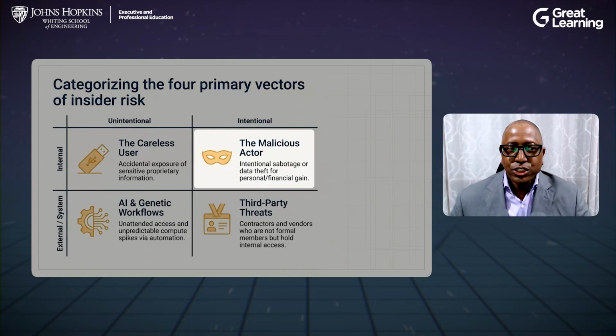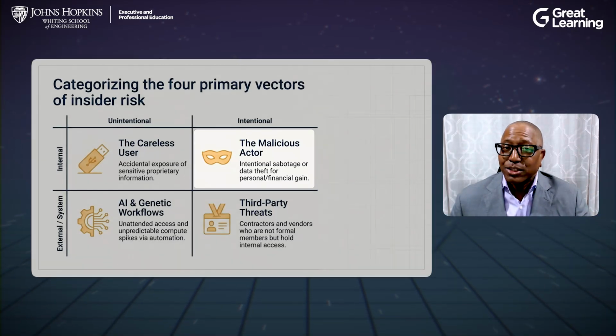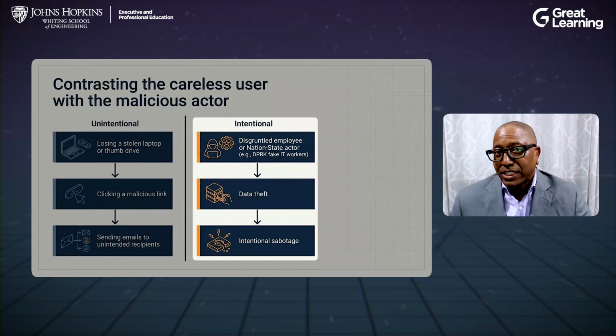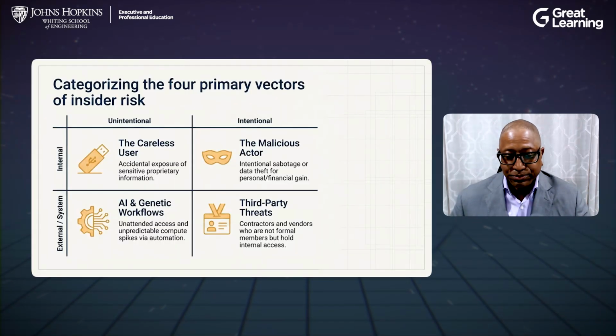Now we'll transition to the intentional threat. This is a malicious actor, and this results in intentional sabotage, data theft for personal reasons, and financial gain. Very intentional actions here. Now, some examples of this can be seen in the recent threat intel reports that we've talked about. DPRK and the fake IT workers. This is an example, again, of a malicious insider, and the controls are important.